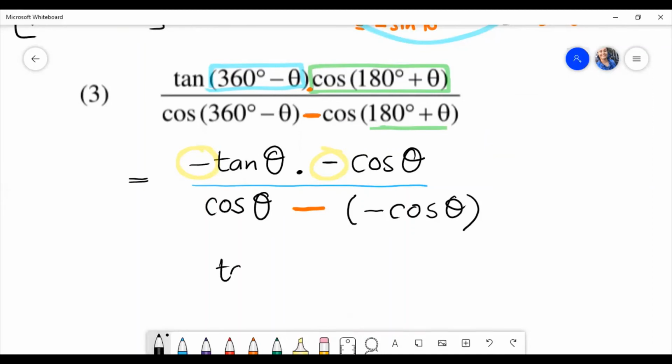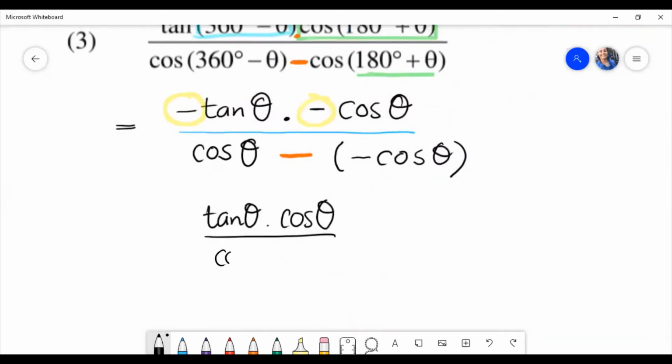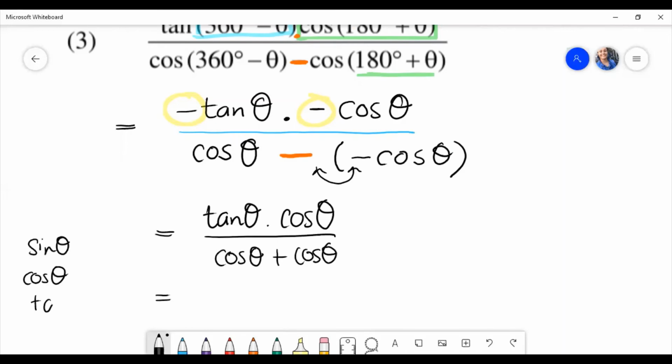So I can just simplify that and say tan of theta times cos of theta. A minus times a minus is a plus. Now at the bottom here, I have cos of theta, and it is good to remember: treat sine of theta or cos of theta or tan of theta as you would have treated x. It's the same idea here.